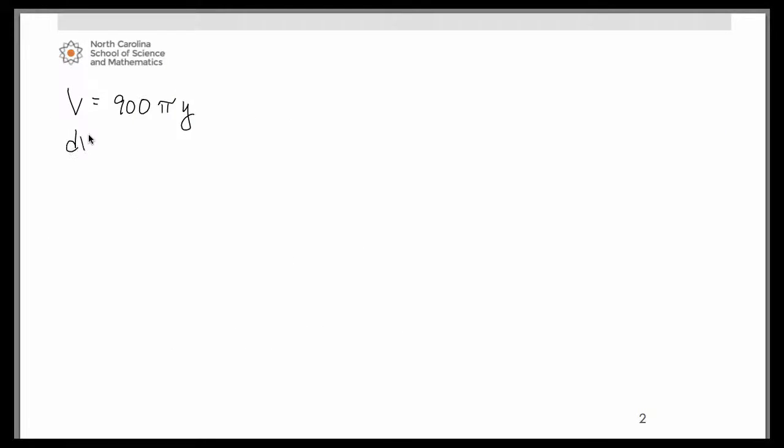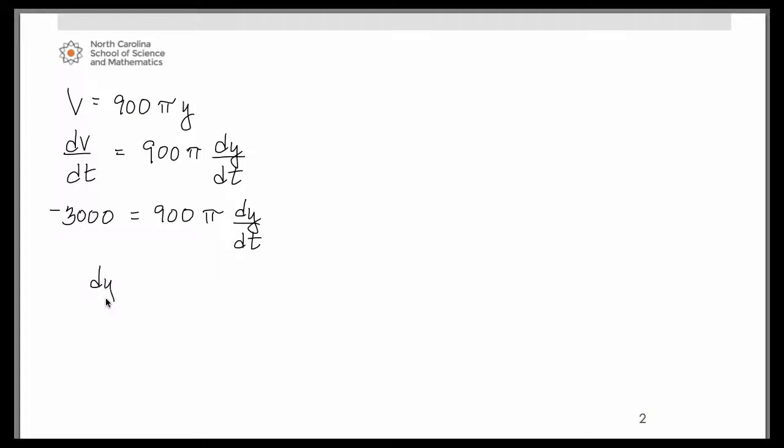So with our implicit differentiation, derivative of V is dV/dt. Derivative of 900 pi times y would be 900 pi dy/dt. Remember, every variable gets differentiated with respect to time. So dV/dt, remember, was that which we were given, the negative 3,000. So solving for dy/dt, we have negative 3,000 over 900 pi. We can go ahead and simplify that, and we'd have negative 10 over 3 pi.